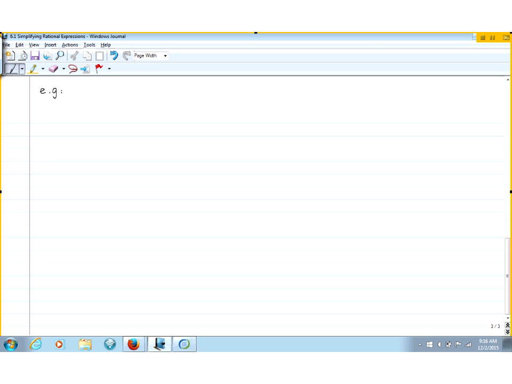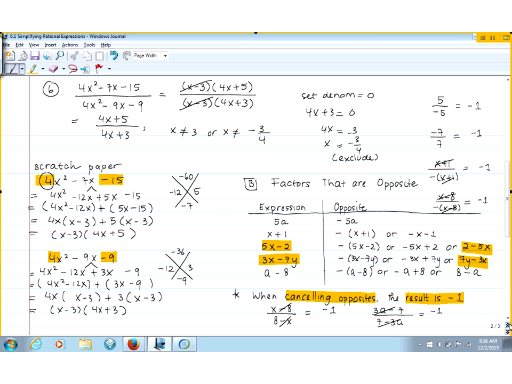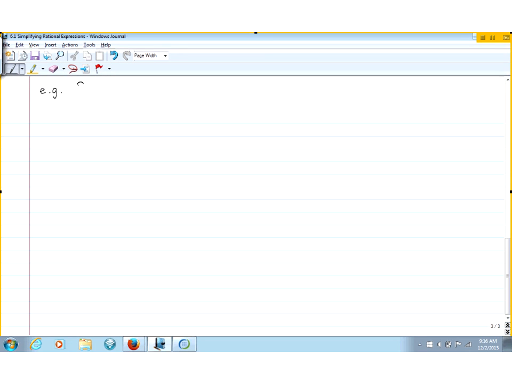So for example, oh by the way, did you finish with the other page? Did you finish with this? Yes? So for example, simplify. Alright. Number 1. 4q minus 12, divided by 3 minus q. Okay. Number 2. What do we have here?